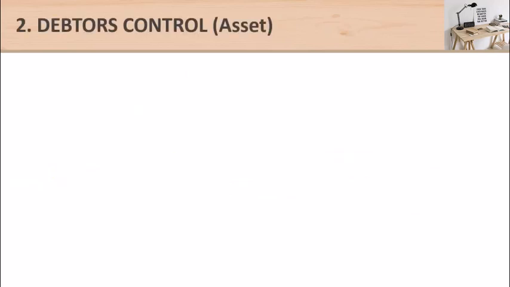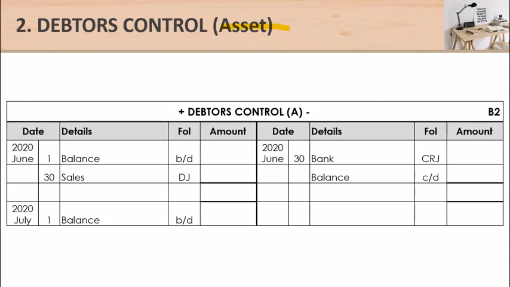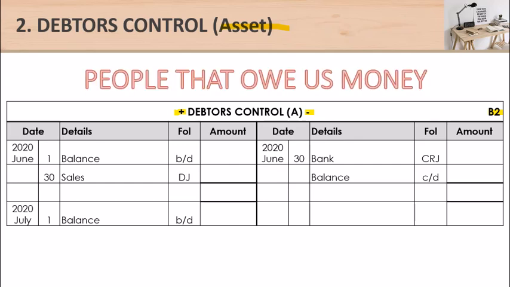The next account that we're going to focus on is debtors control. Now, debtors control is also an asset. In other words, it's part of the group that increases on the debit side and decreases on the credit side, and it's also part of the balance sheet section. Now, the association that I want you to make with this account is that this account represents people that owe us money. And usually when the business starts a new month, people already owe them money.